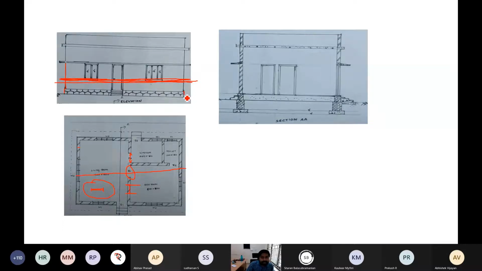I hope you understand this. So this line is actually visible. When you cut the building like this, that line is visible. That line is showing here actually.